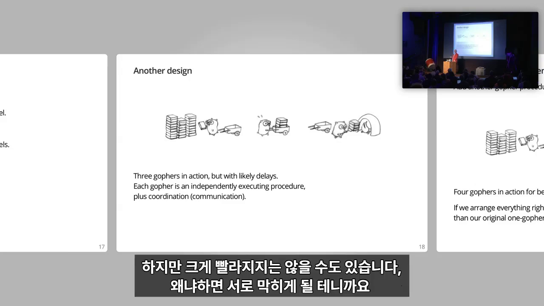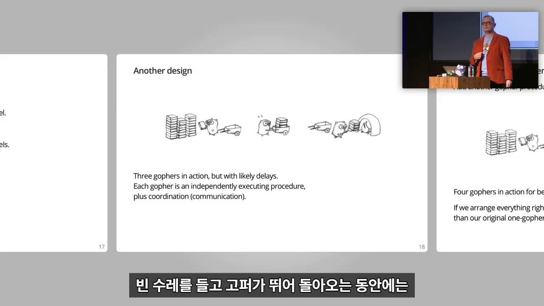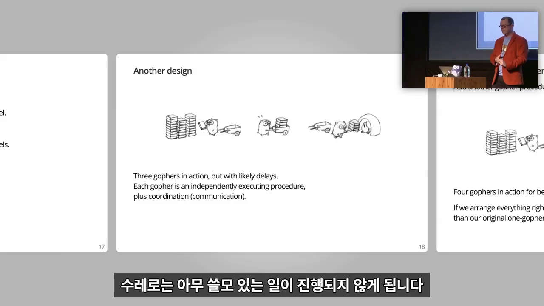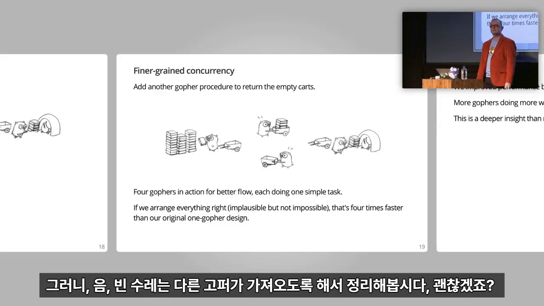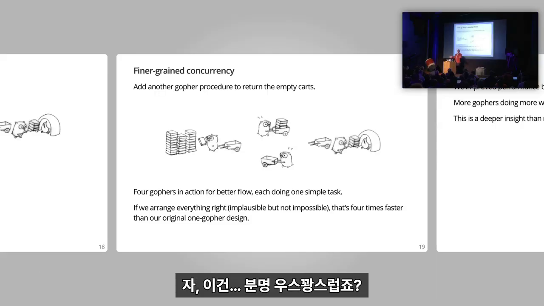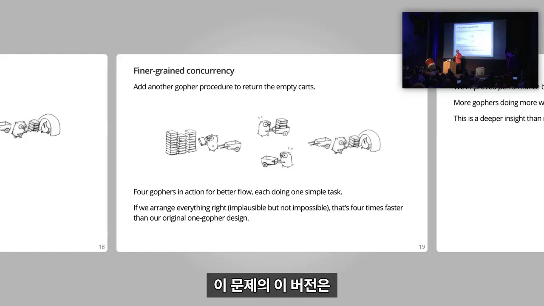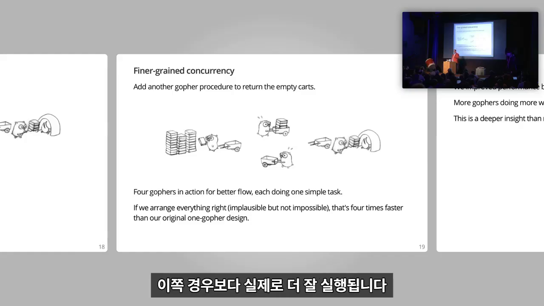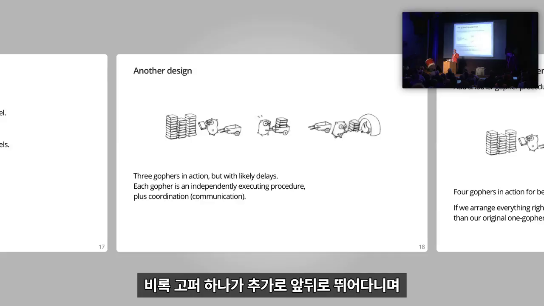So 3 gophers, it's going to go faster. It might not go much faster though, because they're going to get blocked. You know, the cart with the books is going to be in the wrong place, and there's time to bring the gopher running back with the empty where nothing useful is getting done with the cart. So let's clean that up by having another gopher return the empties. Okay? Now, this is obviously silly, right? But I want to point out something fairly profound that's going on here. This version of the problem will actually execute better than this problem, this guy, even though we're actually doing more work by having another gopher running back and forth in here.